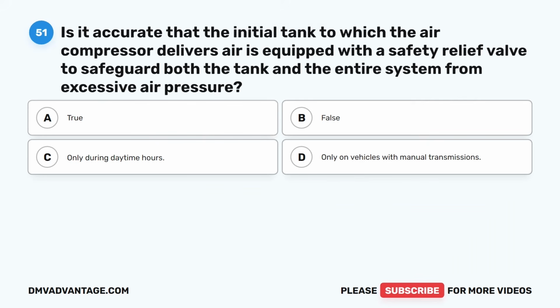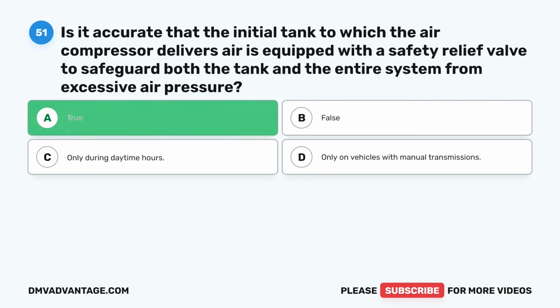Question 51. Is it accurate that the initial tank to which the air compressor delivers air is equipped with a safety relief valve to safeguard both the tank and the entire system from excessive air pressure? A. True. B. False. C. Only during daytime hours. D. Only on vehicles with manual transmissions. The correct answer is A.